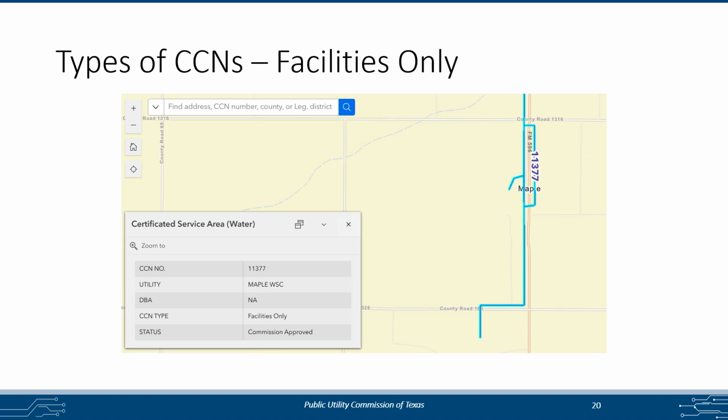And then lastly, the last type of CCN is the facilities only. As you can see, it's also represented by a line on the viewer. The only way to determine what type it is is by looking at the CCN type, and it's facilities only. That's why it's really important for the facility line CCNs to click on them and determine if it's a facilities plus 200 feet CCN or just a facilities only CCN.